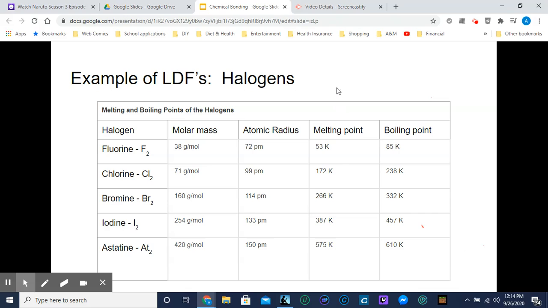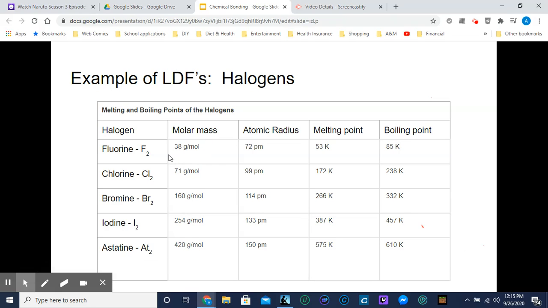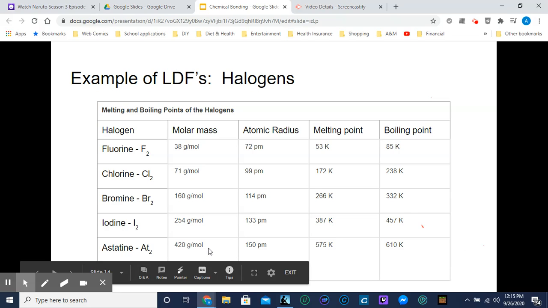So if we look at the halogen group, we can see the molar mass, which is the sum of the atomic masses of the element. So if I go to the periodic table and I look at the atomic mass and I add up the atomic mass for the atoms in this molecule, that's how I get this. As we go down the halogen group, the molar mass is increasing. The atomic radius is increasing. We already learned this. But if we look at their relative boiling and melting points, they're also increasing. And that is because the molecules here at the bottom of the group are experiencing stronger London dispersion forces compared to something at the top of the group.